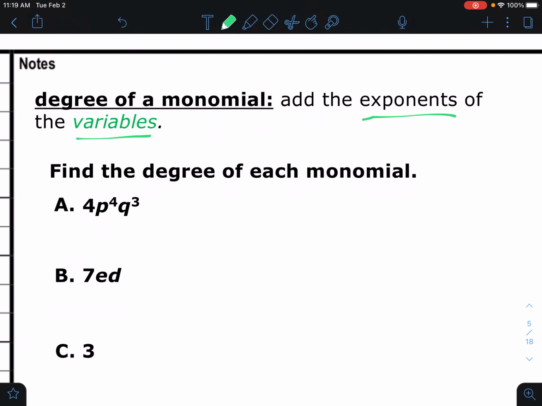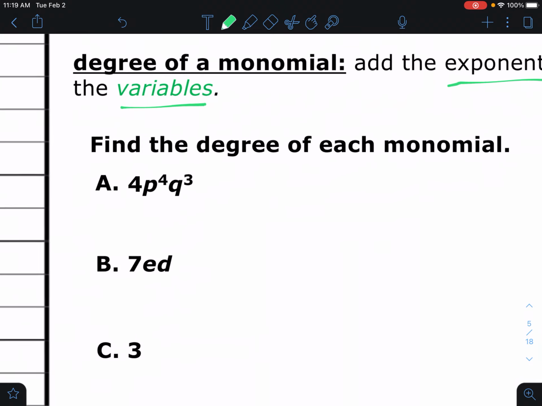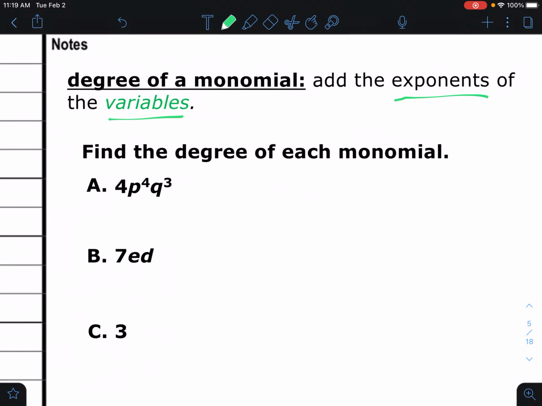So remember, variables are letters. So we're going to find the variables in each of these and figure out what's going on. And then we're going to add the exponents. So here's our variables, p and q. You're going to look at the exponents of those, 4 and 3. And now it says to add those together. So all I have to do is say 4 plus 3, the degree then is 7.